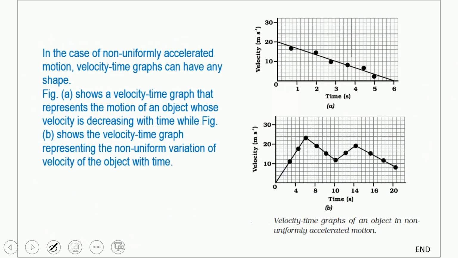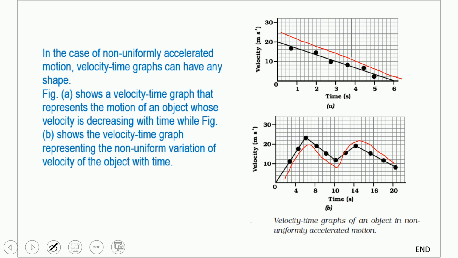Now the next is non-uniform motion. Non-uniform motion means it is changing. In the case of non-uniform motion, it can be like this. Understand? So it is decreasing. In this case the slope may not be the same. Here it is varying at any interval of time. So these are the two graphs of non-uniform acceleration, that is, the velocity is not uniform.